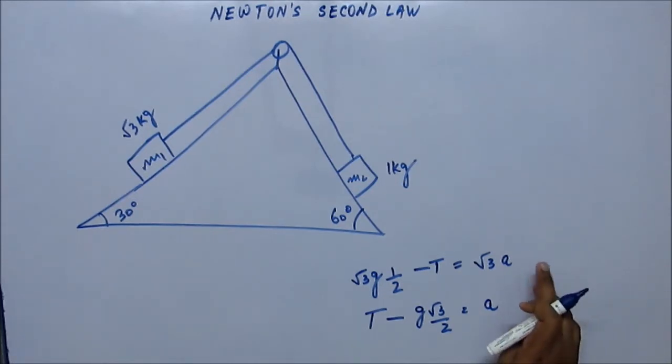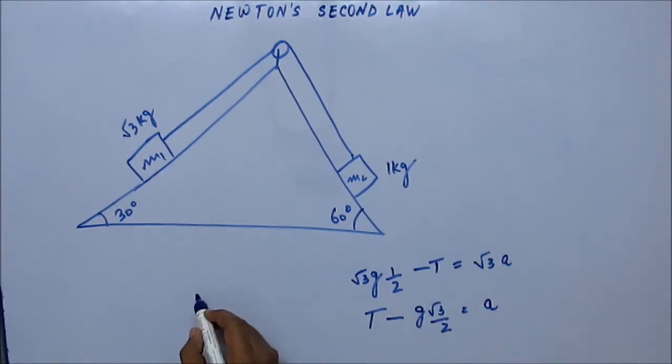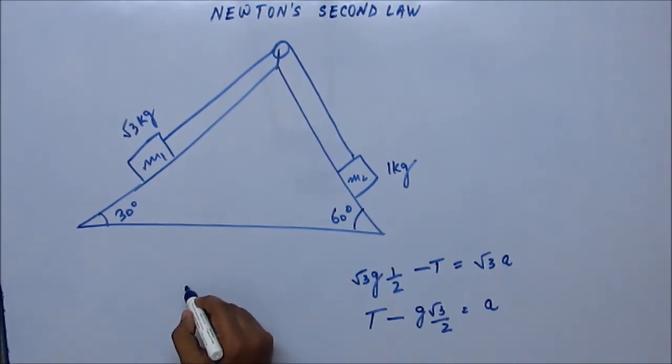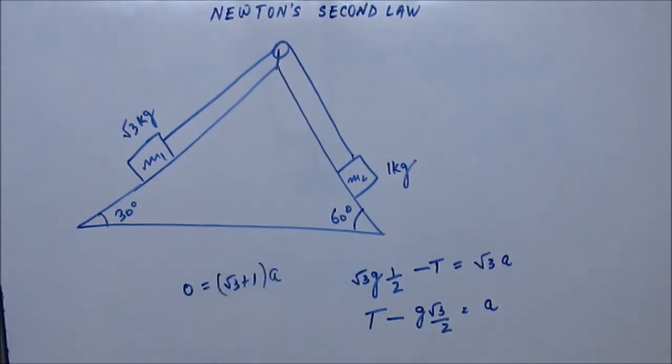If we add these two equations, then these two get cancelled out, and you have 0 is equal to (√3 + 1)a. This shows that acceleration will be 0. That means the system is stationary, it is not moving at all. The acceleration of both m1 and m2 turns out to be 0. Okay, so it is in balanced static equilibrium condition.